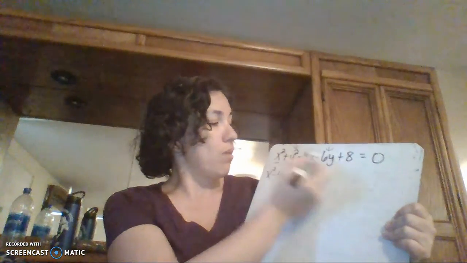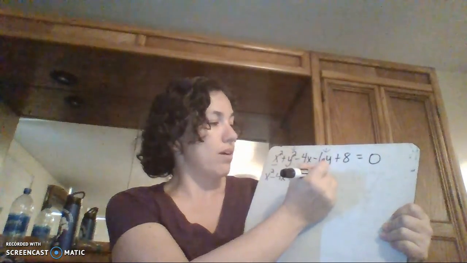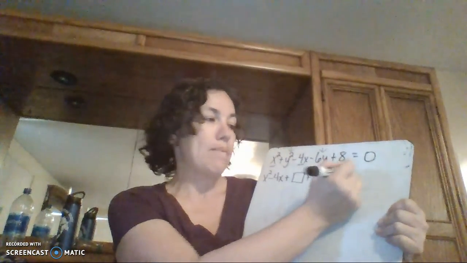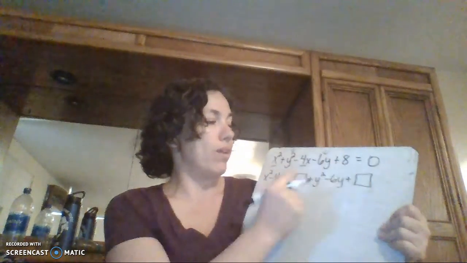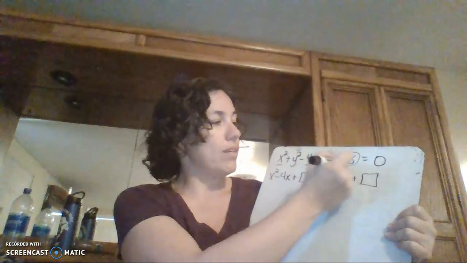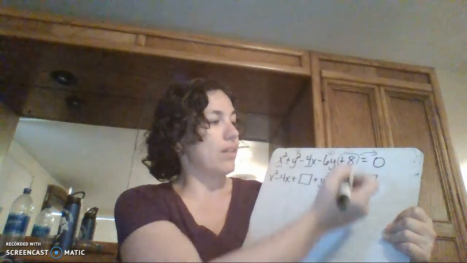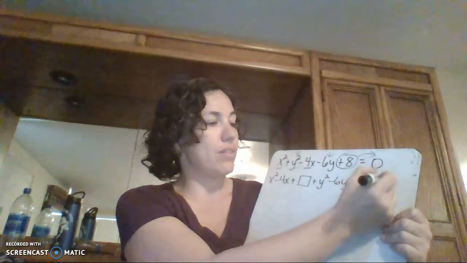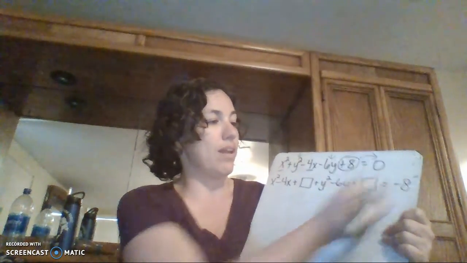Okay, now I'm going to group my y's. So I have plus y squared minus 6y plus something. We're going to be completing the square twice. And then we don't really need this number here. We want it on the other side. So when I move it to the other side, it's going to become negative. It's going to be -8.